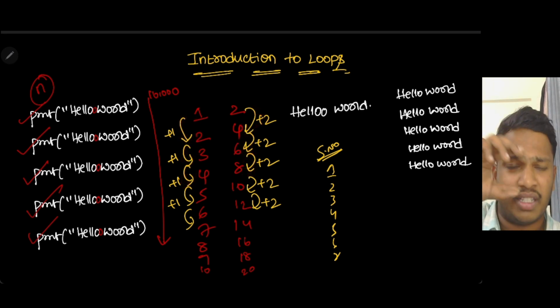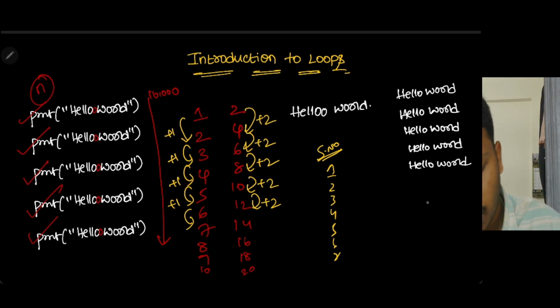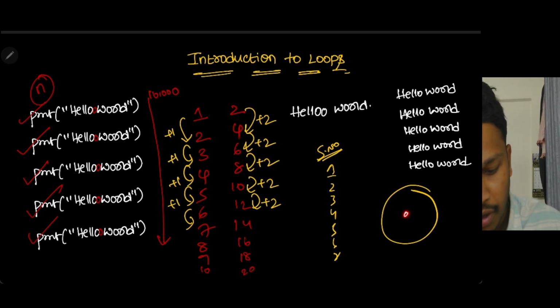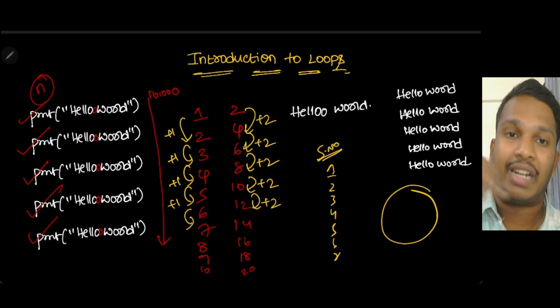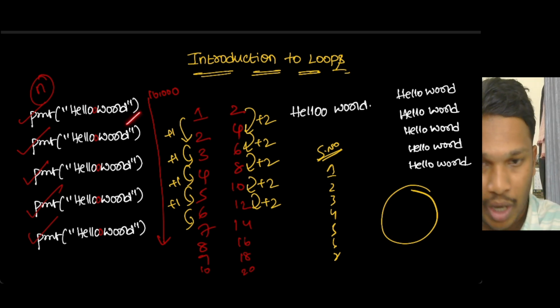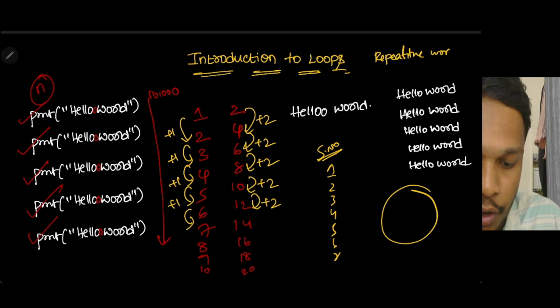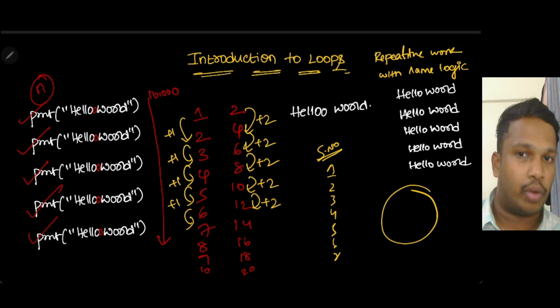If they are maintaining the same logic, like if you observe a clock, within 1 hour it will travel one number, 1 hour one number, 1 hour one number. So same logic. If the logic is same, it is repetitive work. See, I am writing: repetitive work with same logic is known as loops.